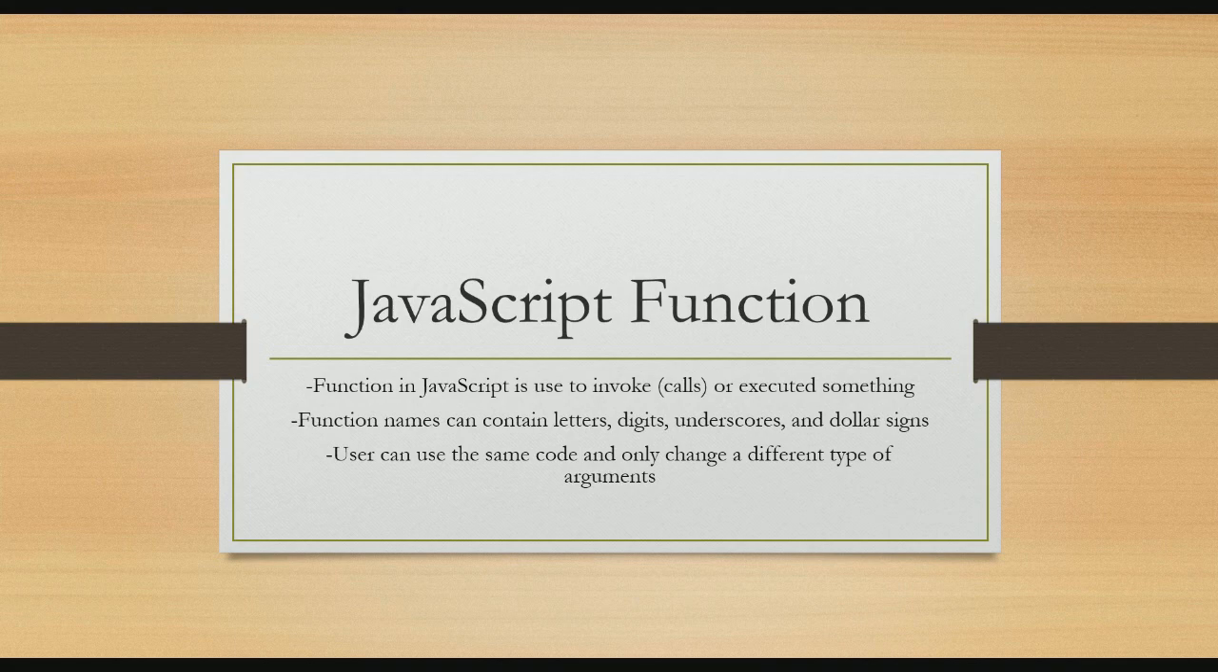There's three points about functions in JavaScript. First, a function in JavaScript is used to be invoked, which is called or executed, from something in the HTML. Second, a function name can contain a letter, digit, underscore, and dollar sign. Later you will see it in our HTML codes. Third, the user can use the same code and only change a different type of argument. That's all from me.